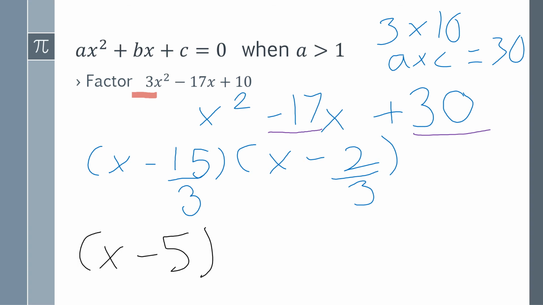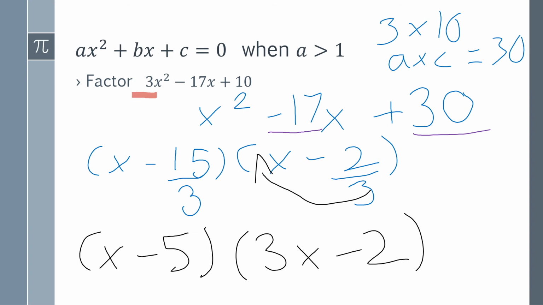So what about 2 divided by 3? Do you get a whole number? No, so guess what you're going to do? You're going to swing that 3. And that's why it is called the swing method. 3x minus 2. That is how you factor that.